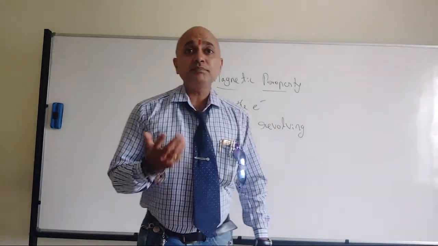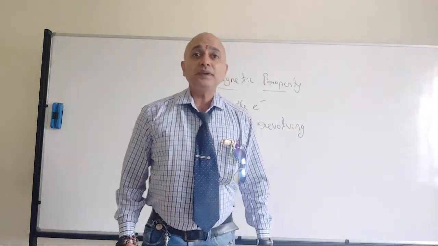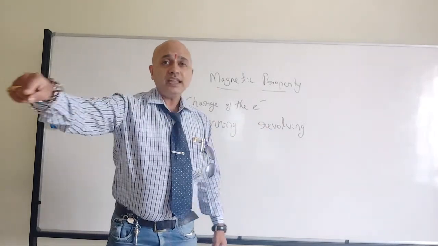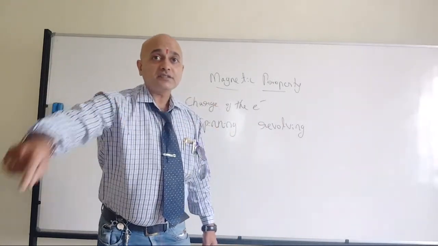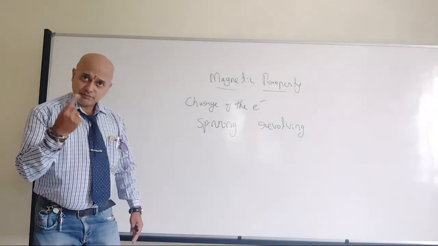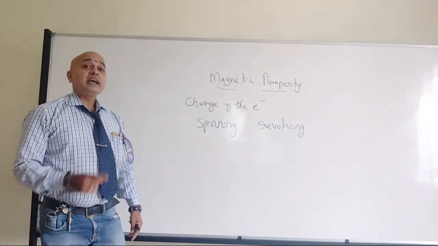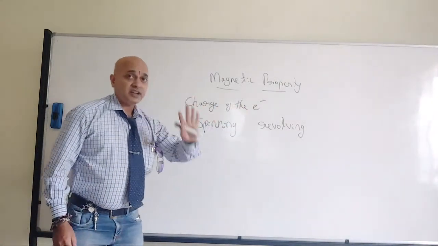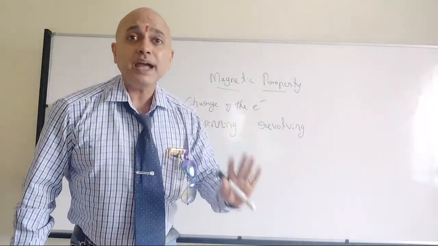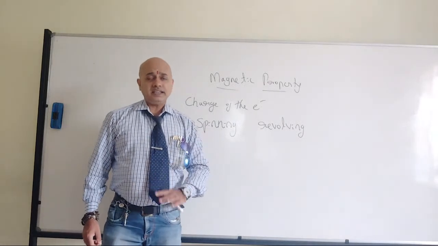This is nothing but spinning. You are rotating around your own axis, that is called spinning. But when you are going around the Sun, that's where it is called revolving, right? So since the electron is spinning, and at the same time it is rotating around the nucleus, and since electrons are charged, they have a negative charge, therefore they will have a magnetic property. Atoms will have a magnetic property.